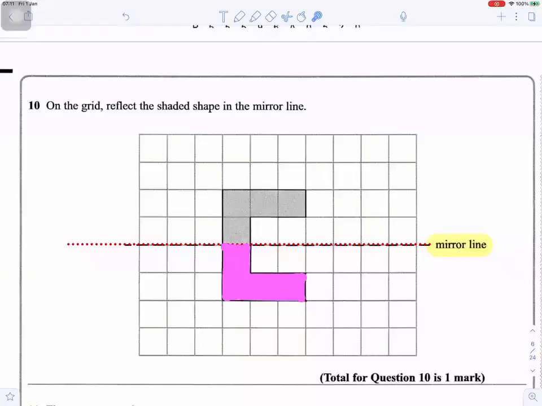On the grid, reflect the shaded shape in the mirror line. So that's the mirror line, and the shape is at the top in gray. When you draw the reflection, it's the one I've put at the bottom in pink. It should be the same size.